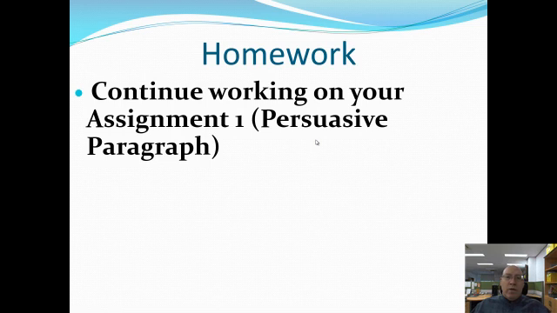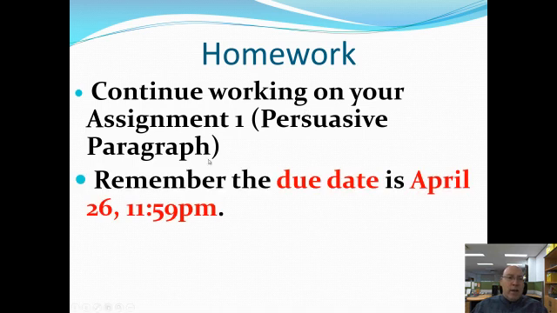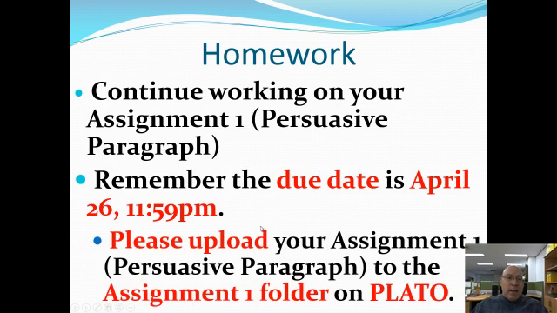Here's your other homework for this week. Continue working on your assignment 1, your persuasive paragraph. Look over any of the feedback that I gave you, and don't forget to read other feedback that I gave other students as well. Remember that the due date is April 26th at 11:59. You're going to upload that as I mentioned. I'll mention it again next week, how you do that. You'll see the assignment 1 persuasive paragraph folder where you can put your document. Don't email it to me. Do not post it to the class Kakao. Upload the documents to Plato.